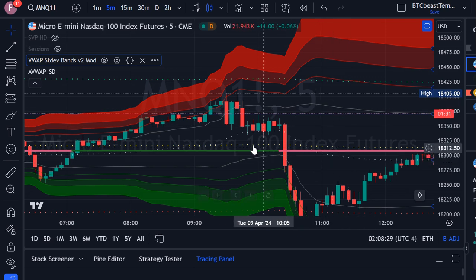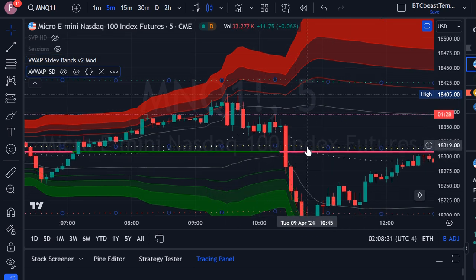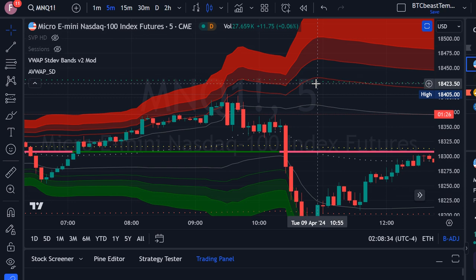But yeah, that's what you have to understand. This is the VWAP. This is the average for the week. This is the first standard deviation. The green up here, green dots and the red dots.